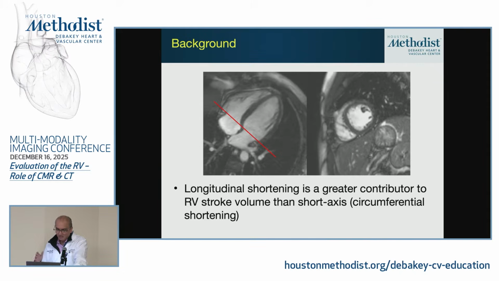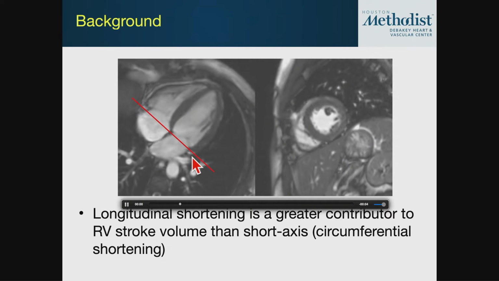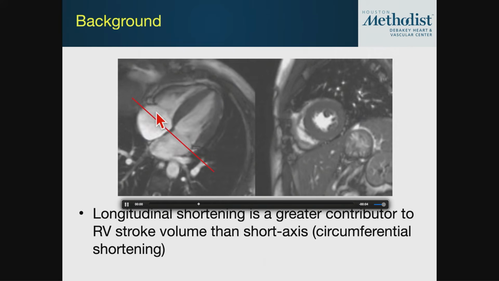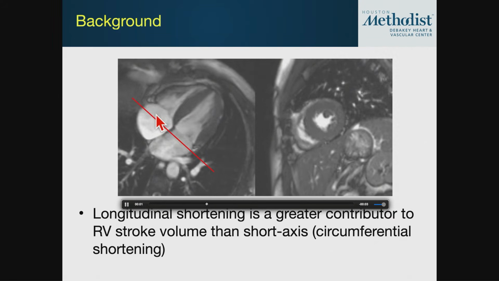Now, one of the unique things about the right ventricle, however, is that there's much more significant longitudinal shortening. And what I mean by that is the base to apex descent. As you can see in this example here, if I've drawn a line, which is the red line, at the mitral and tricuspid annular planes, if we look during systole at the amount of descent of the mitral annular plane, compare that to the amount of descent of the tricuspid annular plane, you can see that there's much more annular motion for the right ventricle, and as a result, there's more longitudinal shortening.